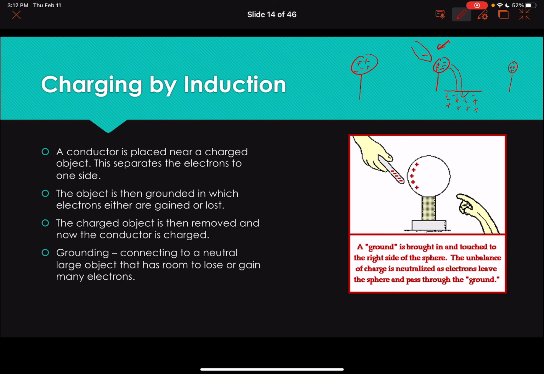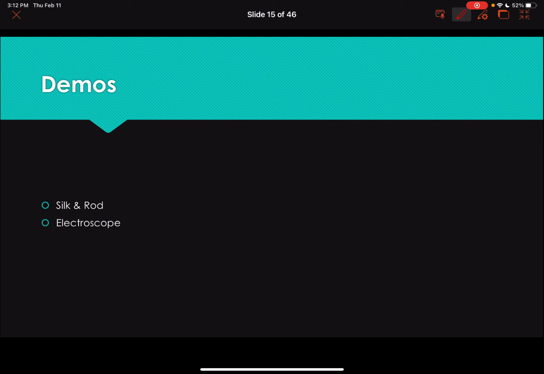So that's charging by induction. And so if you're in class, I'm going to do some demos of this. If you would like to look at these demos, you can look up the silicon rod charging by friction. You can look up an electroscope on YouTube, and you'll see some demos of these kinds of things, charging by induction.